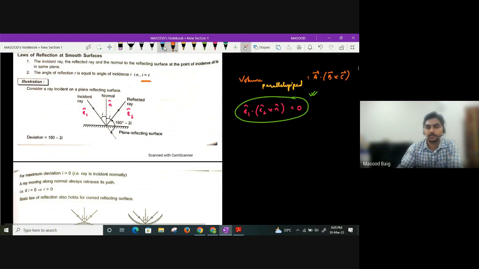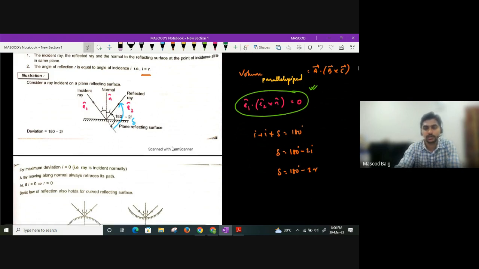So is there some deviation observed or not? Yes, there is some deviation observed. This will be our deviation, guys, which is given by delta. So what we can write here is i plus delta will be equal to 180 degrees. What will you get the deviation as? You will get it as 180 minus 2i, or you will get the deviation as 180 minus 2r. So this is one more point that you need to know.